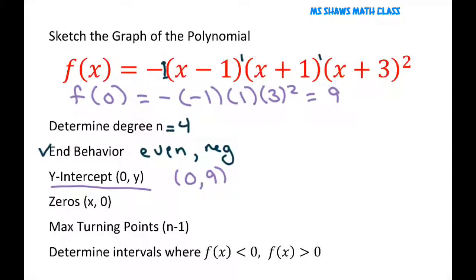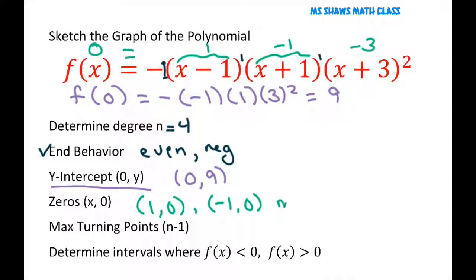All right, our zeros are our x-intercepts, and that is when y, or f of x, is 0. So if you do that, 1 minus 1 is 0. -1 plus 1 is 0. And -3 plus 3 is 0. So let's write down our zeros. 1, 0, and -1, 0. And these have a multiplicity of 1, which is an odd number. We'll talk about that in a minute. And our -3, 0 has a multiplicity of 2.